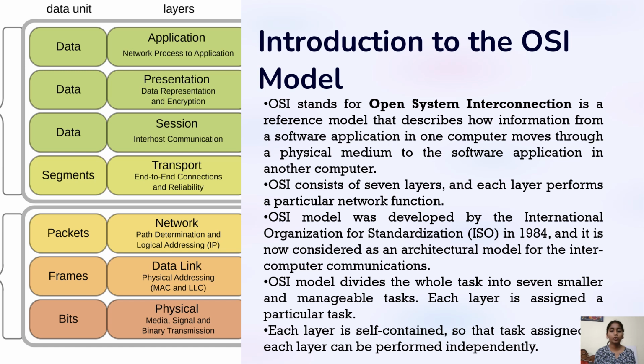OSI stands for Open System Interconnection. It is the reference model that describes how information from a software application in one computer moves through a physical medium to the software application in another computer. OSI consists of 7 layers and each layer performs a particular network function.